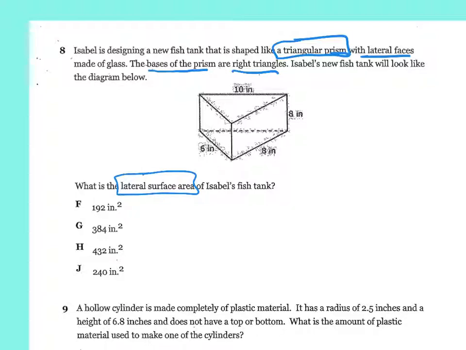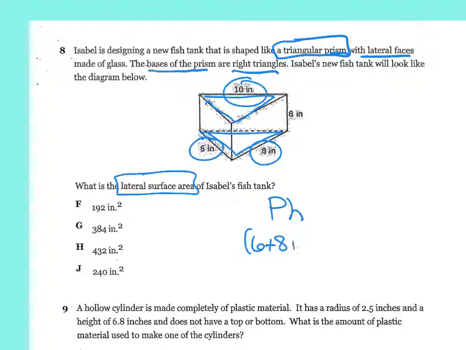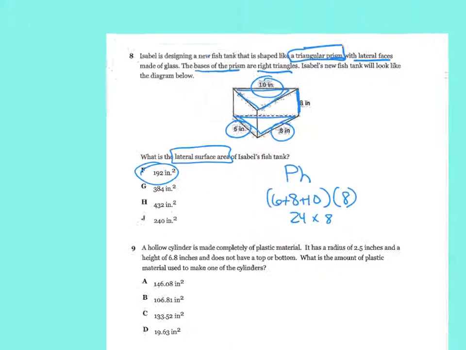So come to your formula chart, under surface area, under lateral, and under prism, your formula is pH, okay, where P is the perimeter of the base. So my base is the triangle, so that means I add all of those 3 sides up and multiply it by the height of the whole prism. So I've got 6 plus 8 plus 10 is 24. 24 times 8 is 192.